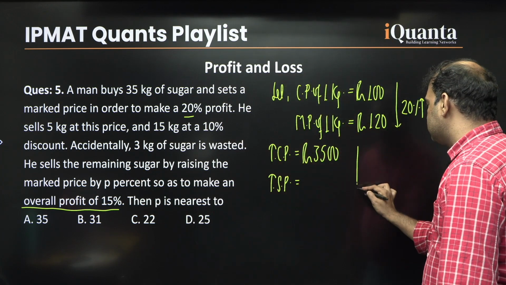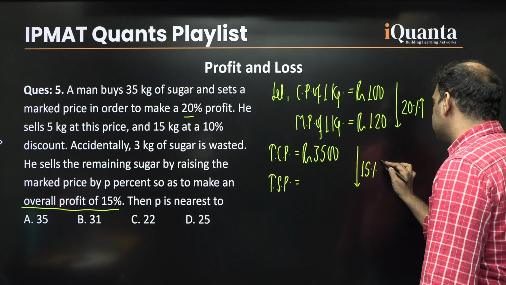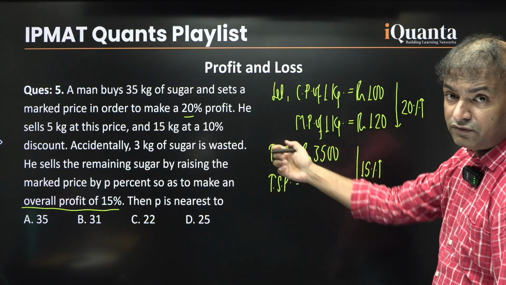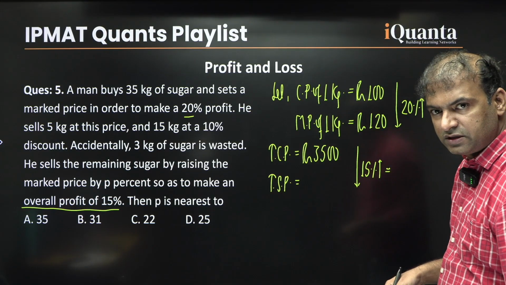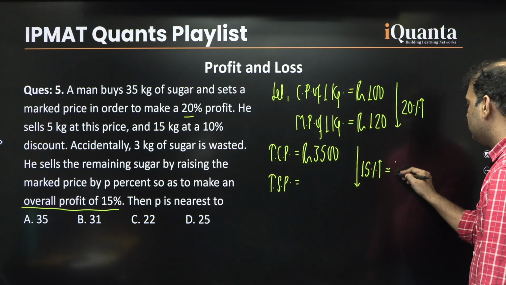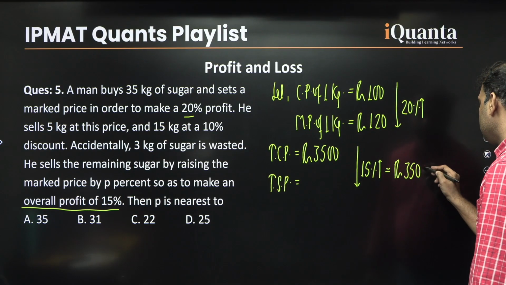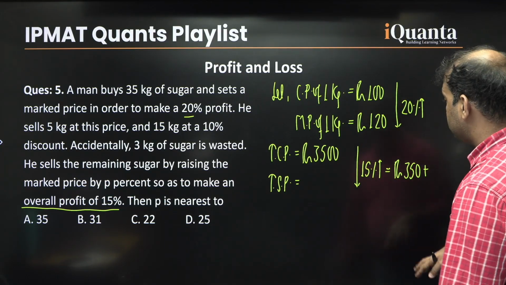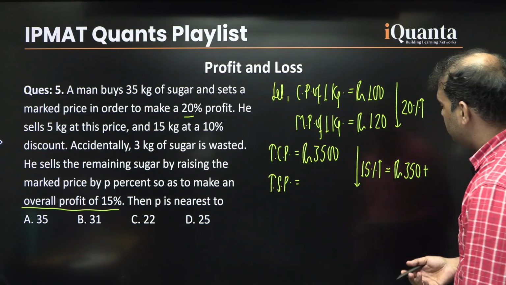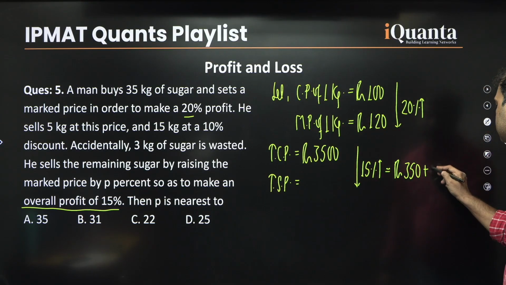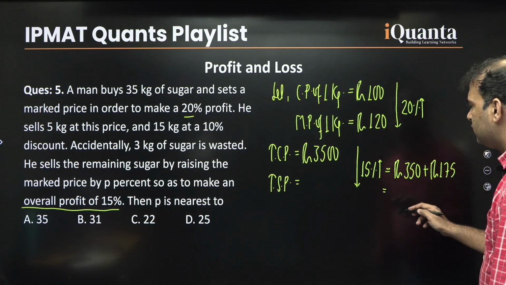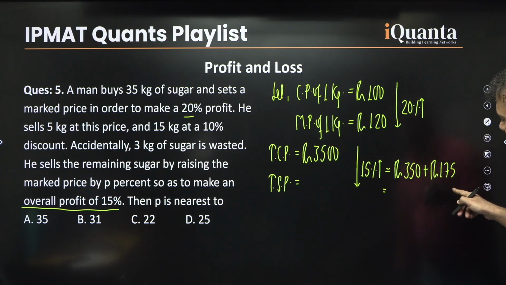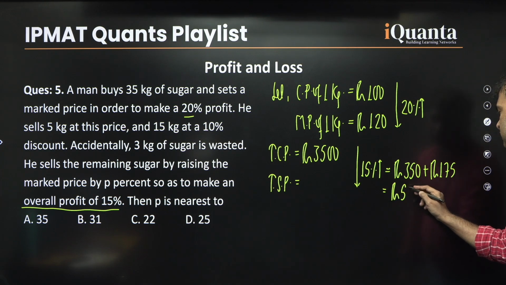15% above the cost. What is 15% of the cost, guys? 15% of the cost means 15% of 3500. You can say 15% is equivalent to 10% plus 5%, right? So 10% of 3500 is 350, and 5% of this is half of 350, which is 175. So guys, the total profit is how much? 350 plus 175, which gives us 525.